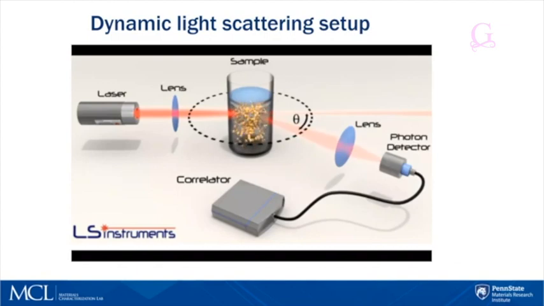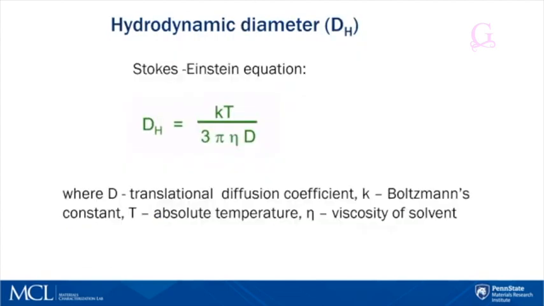Another important part of the system is the correlator. The correlator takes very rapid snapshots of scattered light, on the nanosecond and microsecond scale, one after another. Then these changes in light intensity with time allow computing the correlation function. Then we analyze this function to get the diffusion coefficient of the particles. Then if we know the diffusion coefficient, we can calculate the hydrodynamic diameter of the particles using the Stokes-Einstein equation.